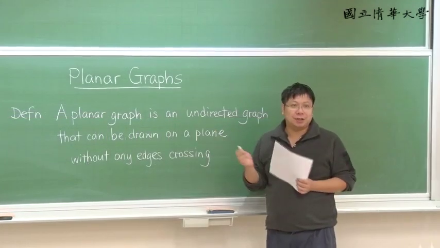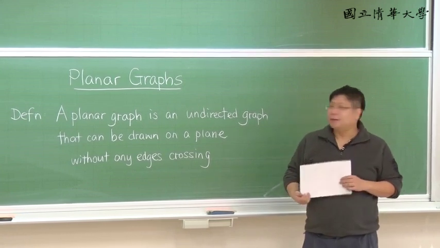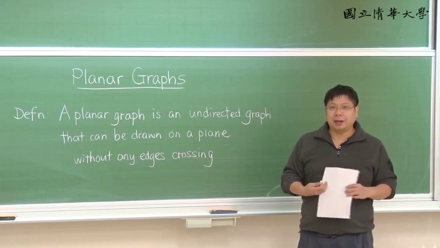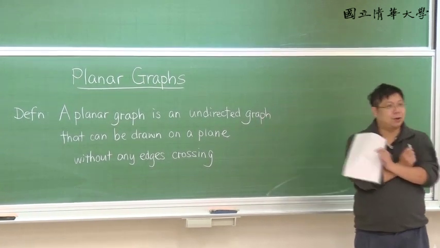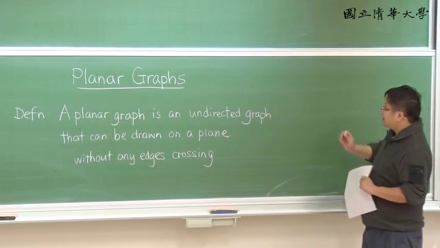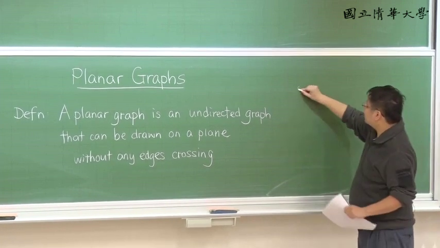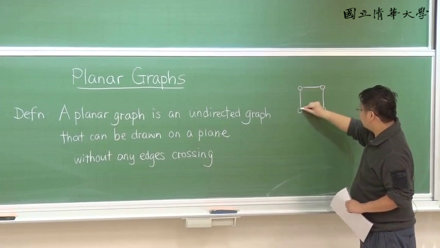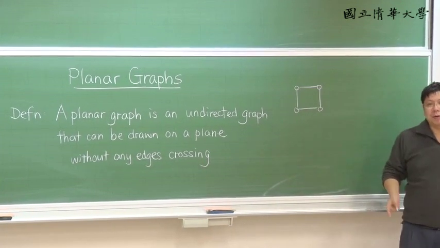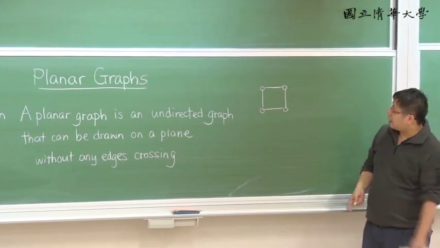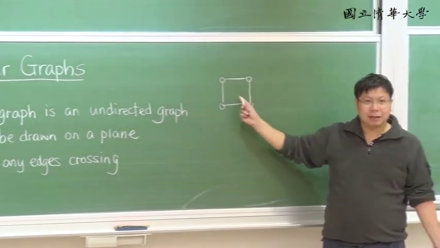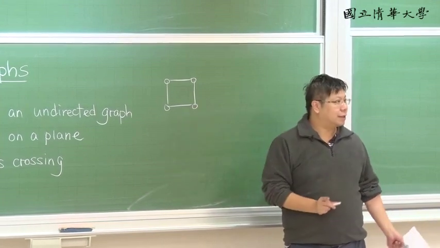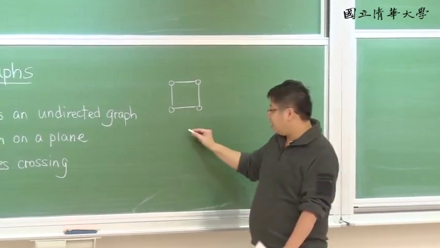So this is the definition. A planar graph is an undirected graph such that we can draw it on a plane without any edges crossing. What does it mean? For instance, this is a graph with 4 vertices and 4 edges, and it can be drawn on the plane with no edge crossing each other. So in that case, this is a planar graph. Is that okay? And how about this one?